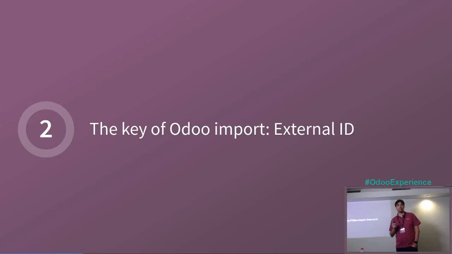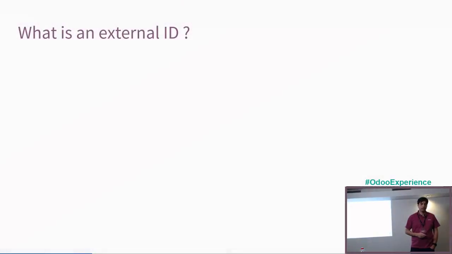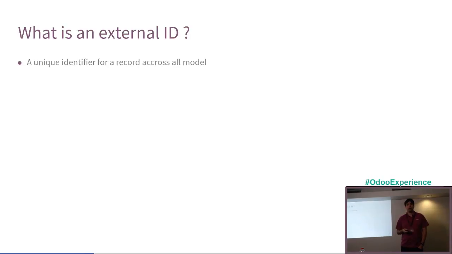OK, so first, one key concept before going further. It's the external ID, also known as XML ID. What is it? Well, it's a unique identifier for a record across the whole database. So it's not like an ID in a database where it's unique per table. Here it's unique across all tables. That's important.